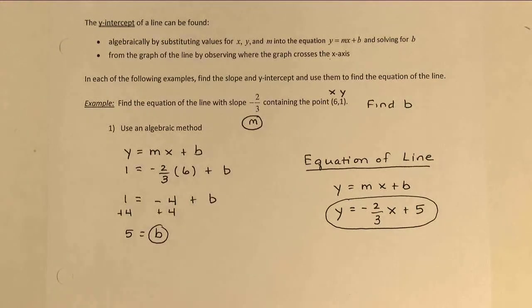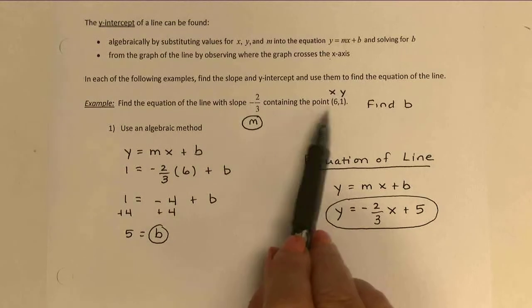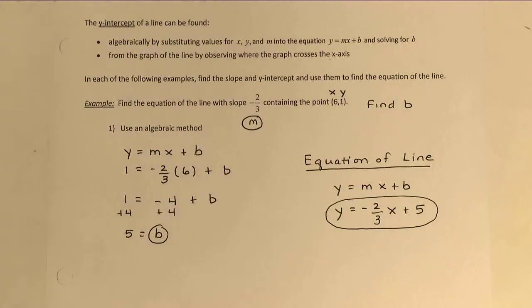Notice that when you write the final equation of the line, we don't put in the values 6 and 1 for x and y. Those just belong to one particular point on the line. This equation now refers to all of the points on the line for any x and y that fit the equation.